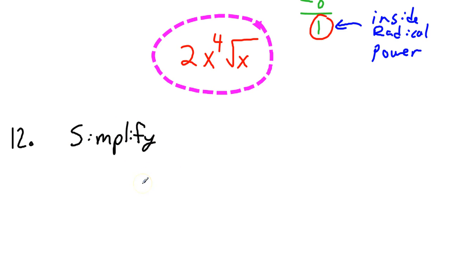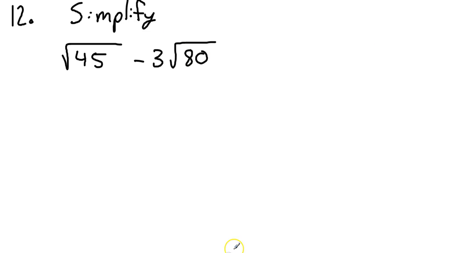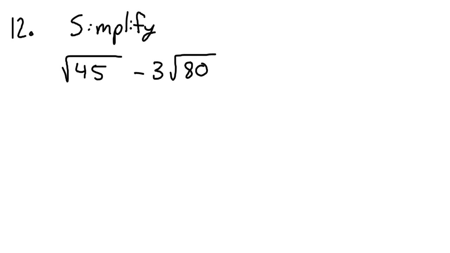Still the same directions. Still simplify. Square root of 45 minus 3 square root of 80. Now don't be that guy or that girl to take this and do square root of 45 minus 80 and say, oh, that's the square root of negative 35. Remember, it doesn't work that way.